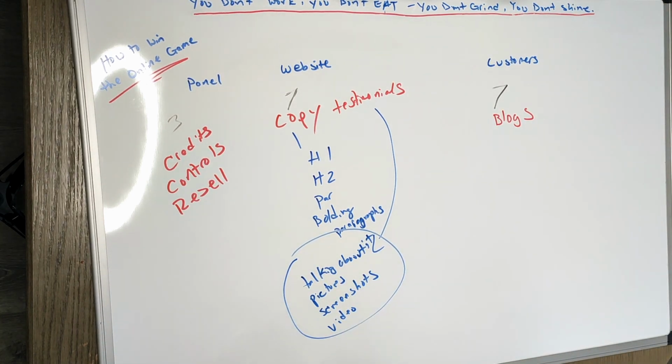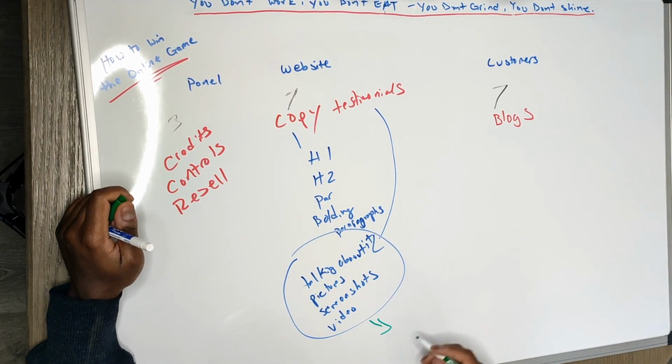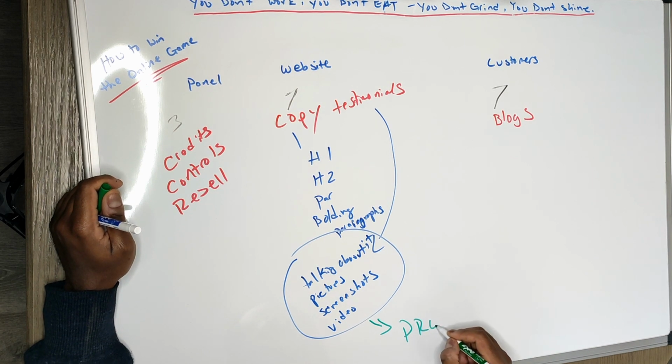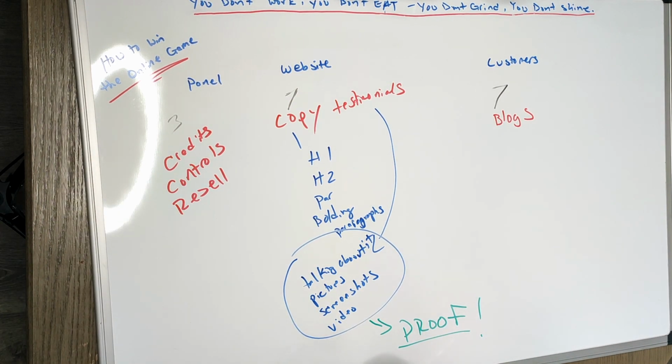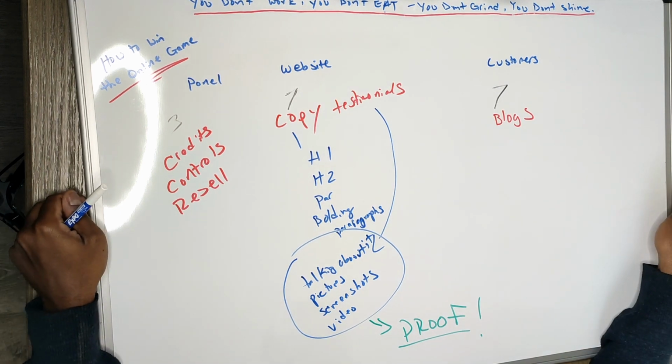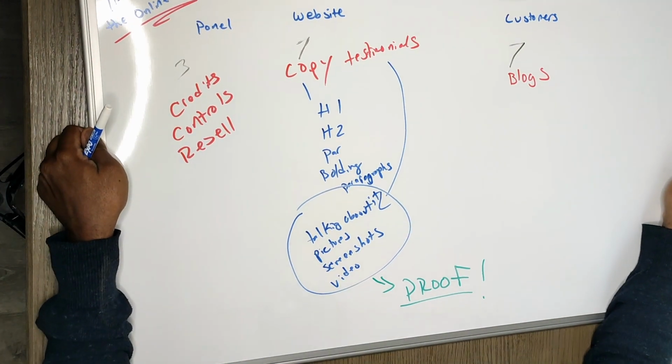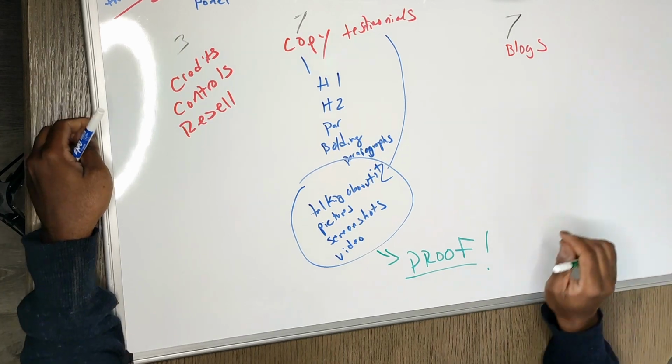And all of these things right here are very important. All of these things right here are called proof. All right, very, very important. It's called proof. If you guys can't see that, I'll slide it up a little bit. That's called proof, you guys.